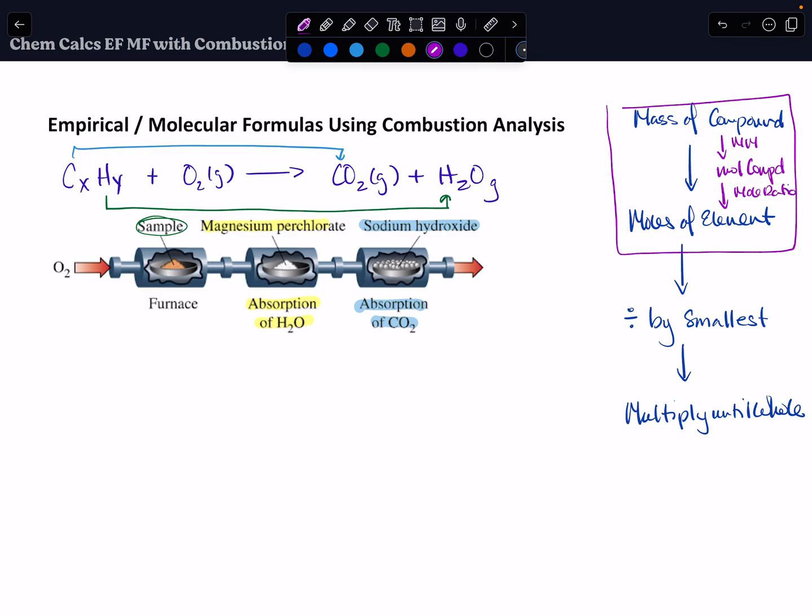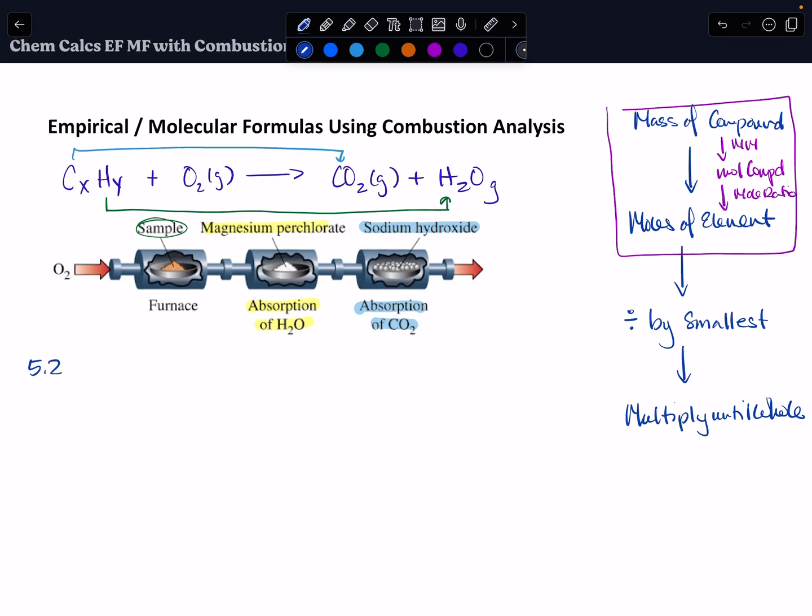For example, let's say, just for funsies, that in this reaction we measured that we absorbed 5.25 grams of CO2. What I really want to know is how many moles of carbon are present. I can't go directly between those two, so I'm going to take those grams of CO2 and convert that into moles of CO2. So I'll need the molar mass of carbon dioxide. And then once I know moles, I can convert to moles of carbon using the mole ratio.